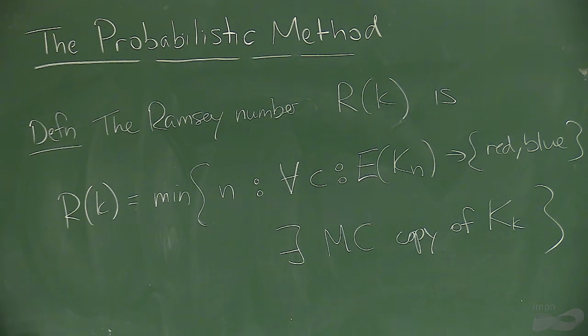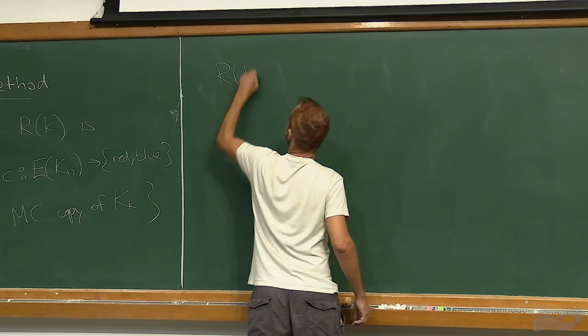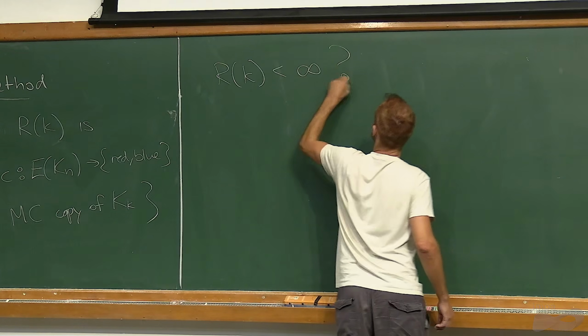Okay, so first, why does this number exist? Why is it finite? Why, if n is large enough, in any coloring can you find a monochromatic clique on k vertices?